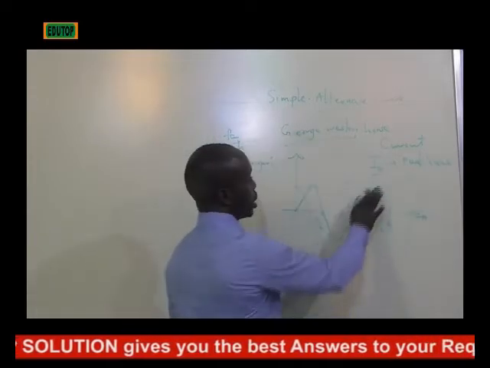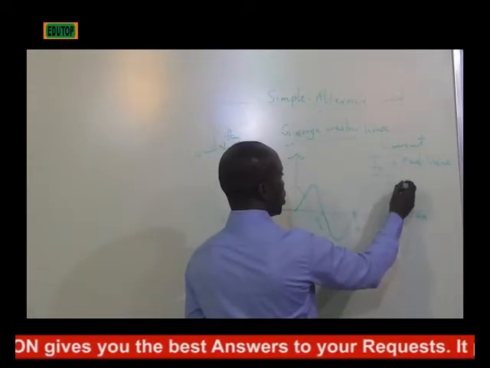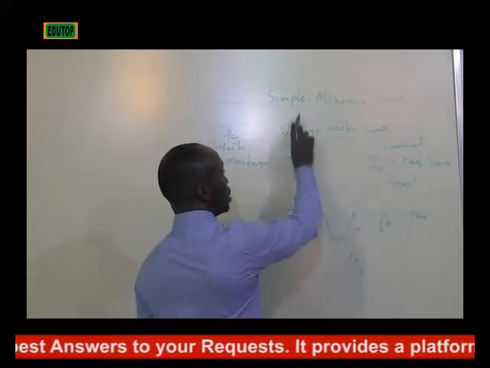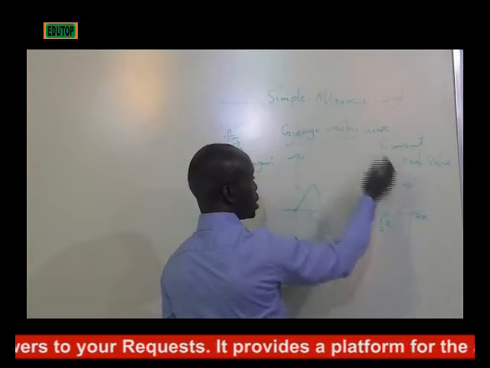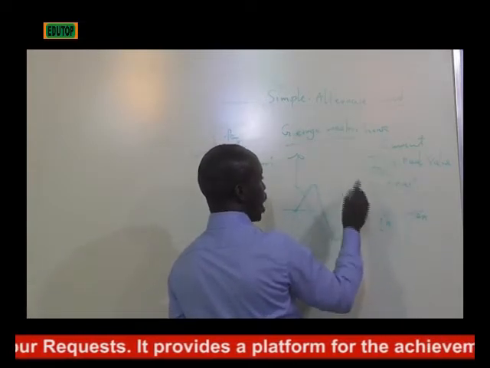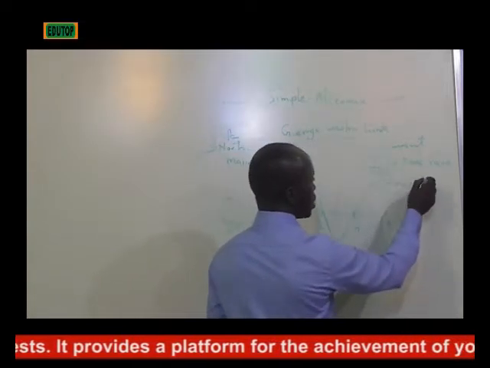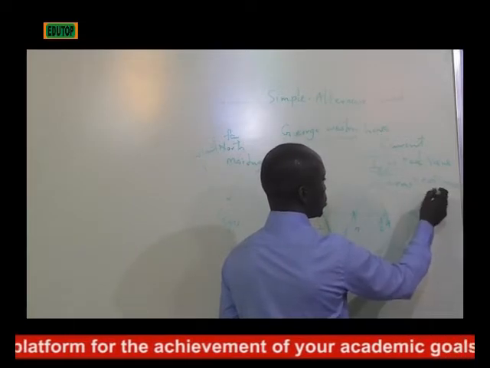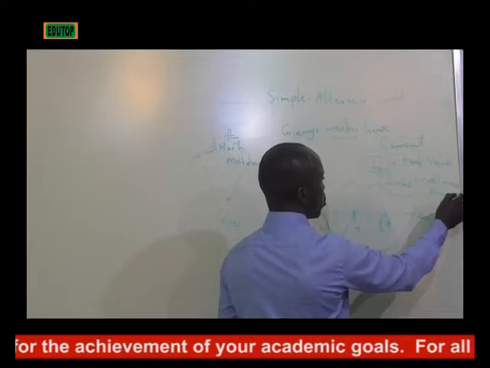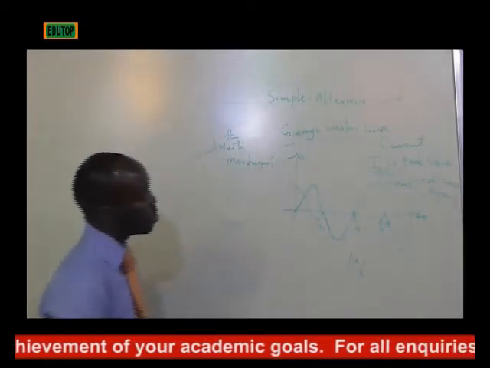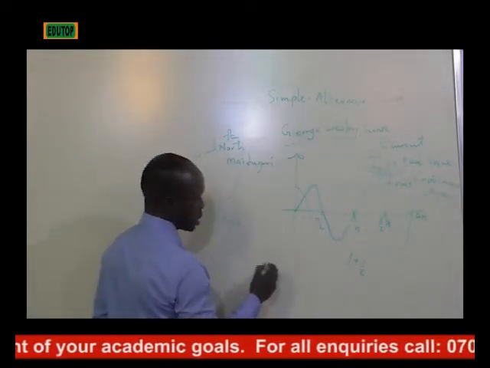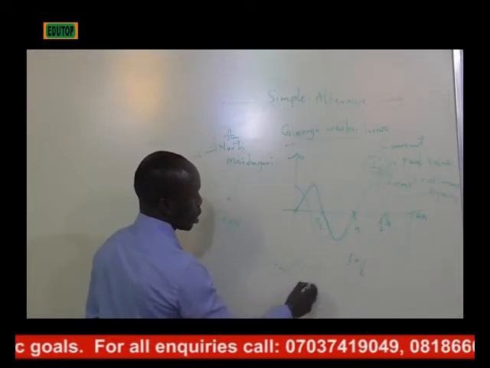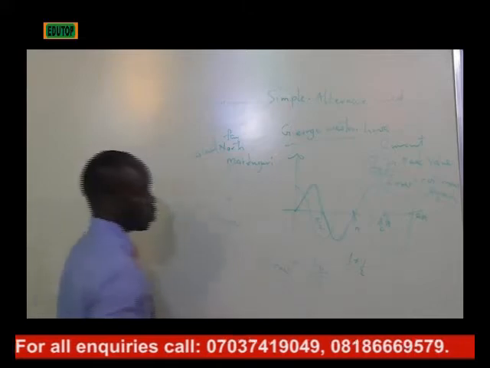That's your I naught. Now, there's also what we call root mean square value. So for your current now in simple alternating current, your current can either be I naught or I RMS. That's your root mean square. You understand? So I'll be looking at the difference between root mean square. Mathematically, your root mean square of current is equal to I naught over root 2.